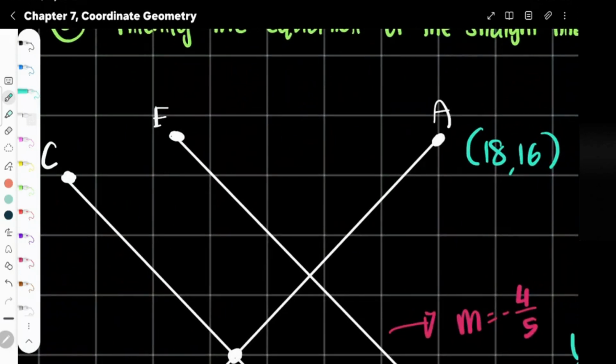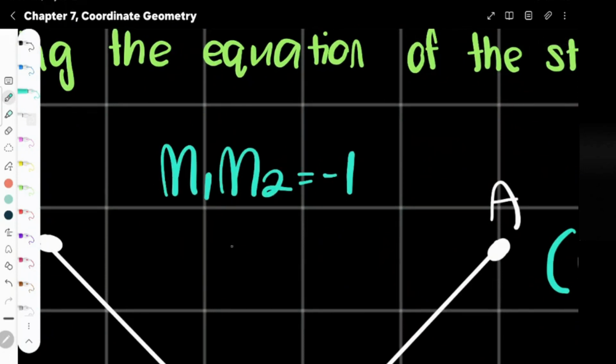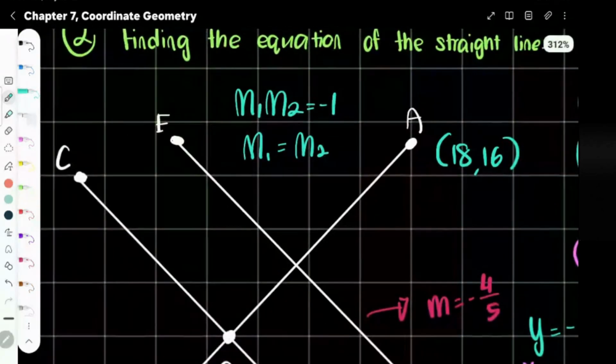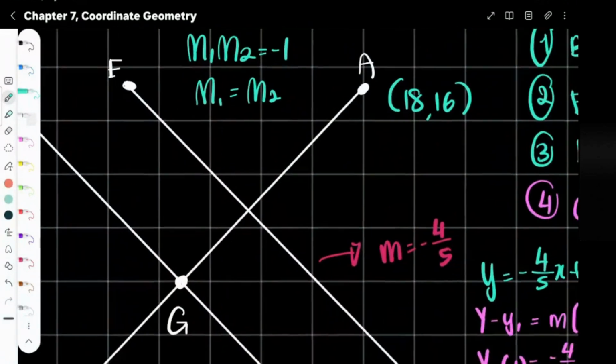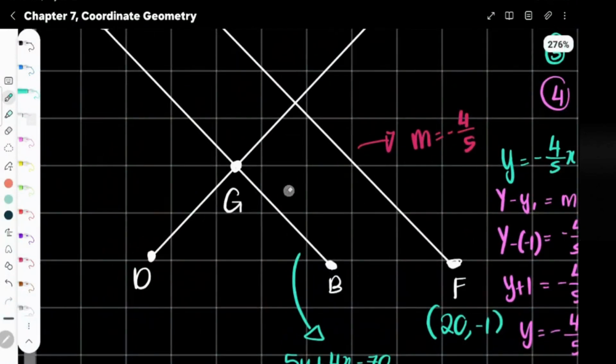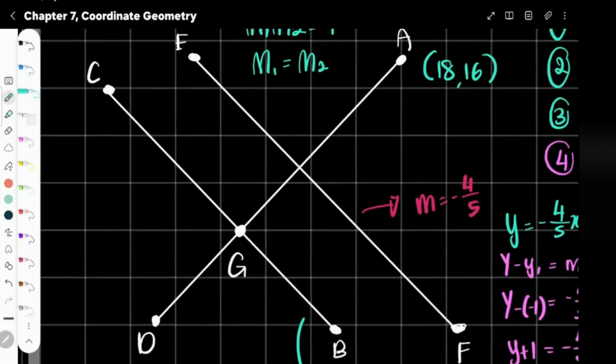So how do you focus on gradient? There are two properties you have to understand: the perpendicular property, where the product equals negative 1, or the parallel property, where the gradients are equal. So you focus on the gradient first, and think to yourself, do you have the gradient for any straight line? Of course, you have it for this one, because this is parallel. But do you have the gradient for this one here? No, you do not have it. You are confused, you are stuck.